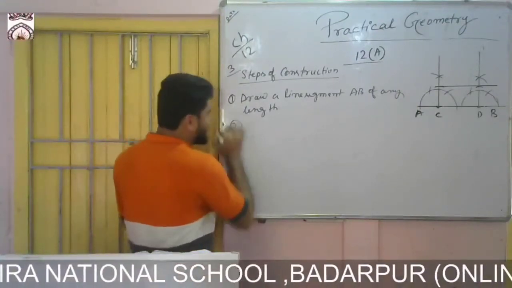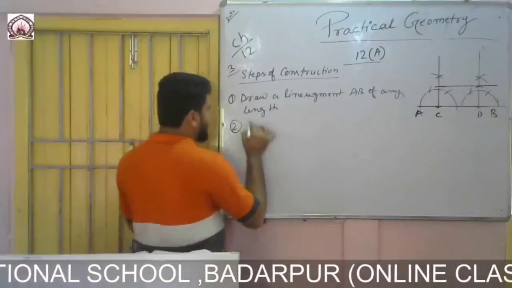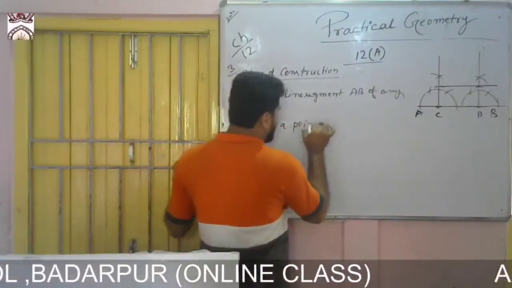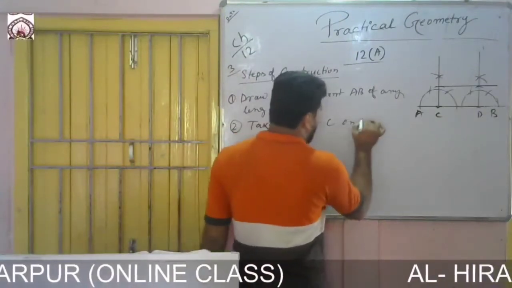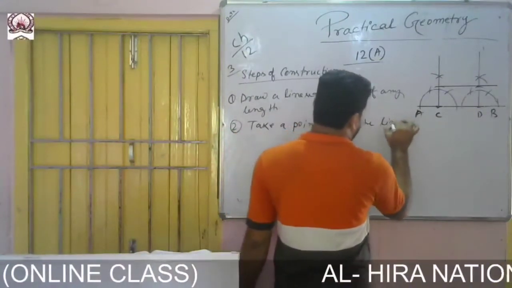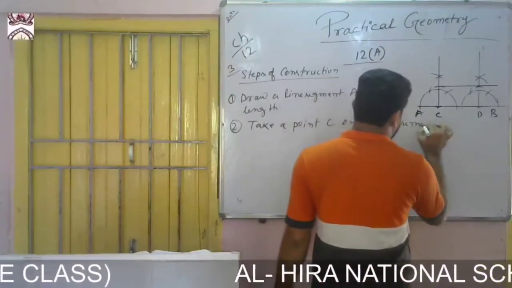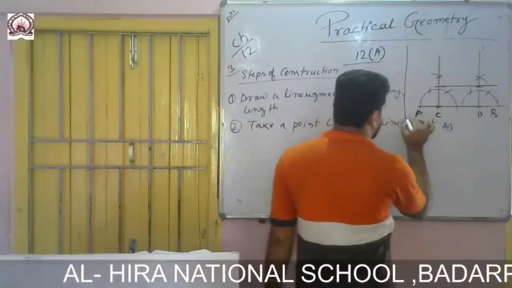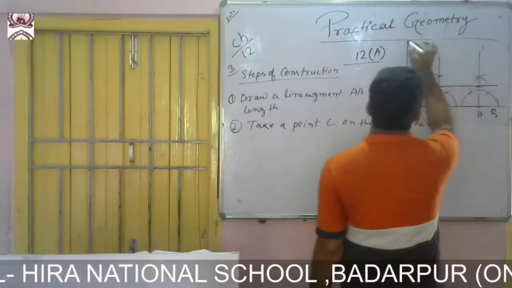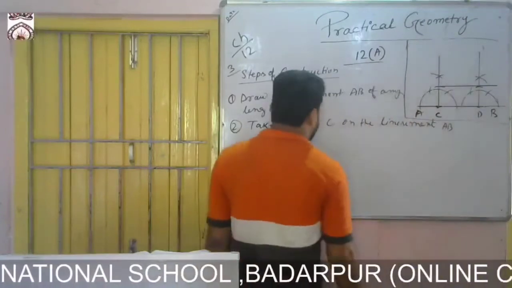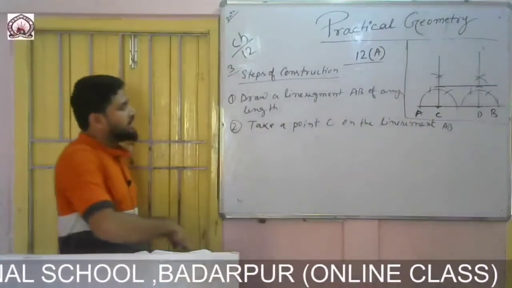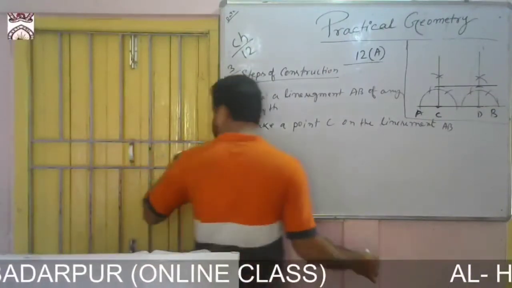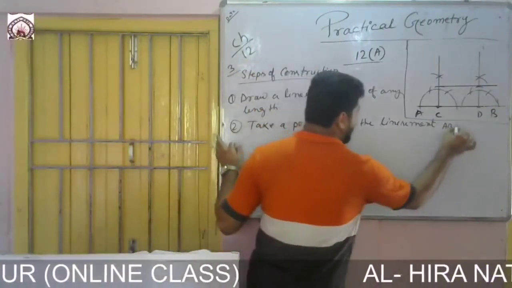Number 2: Take a point C on the line segment AB. This is the diagram. Take a point C on the line segment AB.